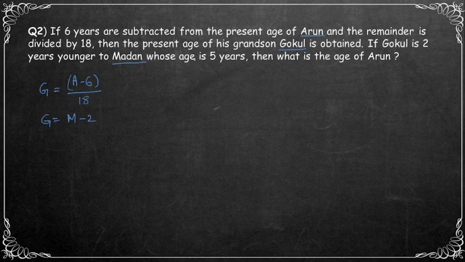Now whose age is 5 years? That means Madan's age is 5 years. Now they are asking for the age of Arun. So that means A is equal to question mark. Now in order to find A, we need to find G. In order to find G, we need to solve this equation. So M is 5. 5 minus 2 is 3. So G is equal to 3. So in this equation, if we put the value of G, which is 3, we get 3 is equal to (A minus 6) divided by 18. So 18 times 3 is 54. 54 plus 6 is 60. So the answer is 60 years.